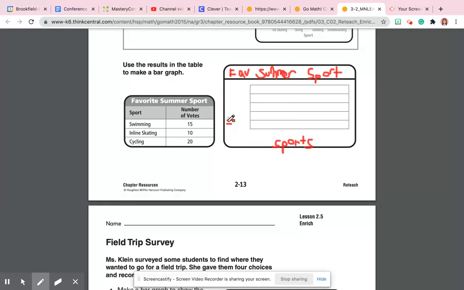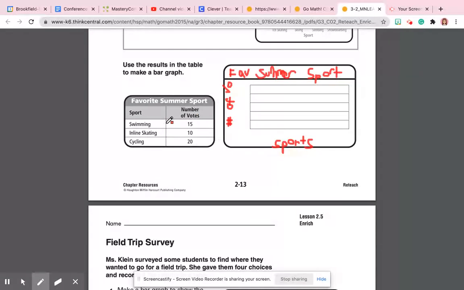You're going to write it out just like in the table, but I'm going to do a symbol because it's hard to write on my computer. So number of, and you're going to write out the word votes. I'm just going to put a VO because that's all I could fit. So we have sports and the number of votes.